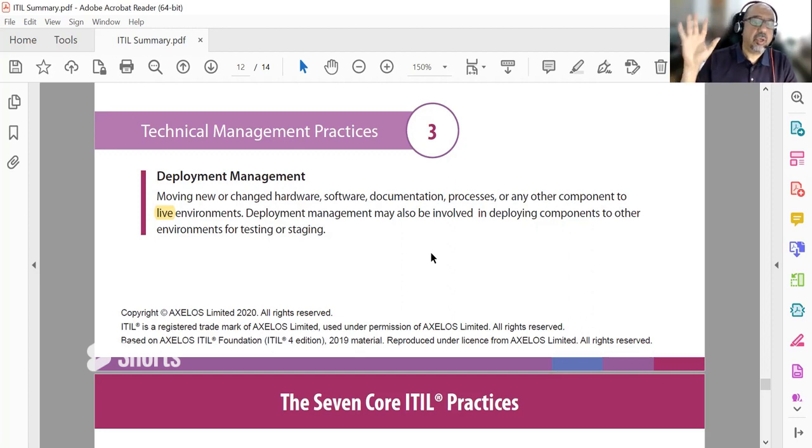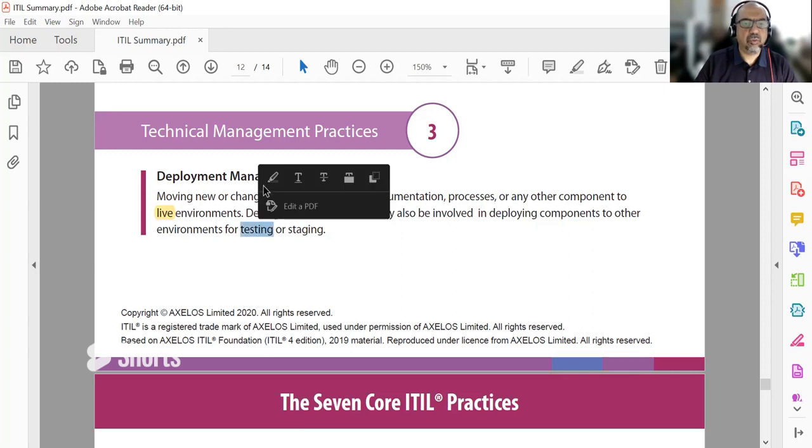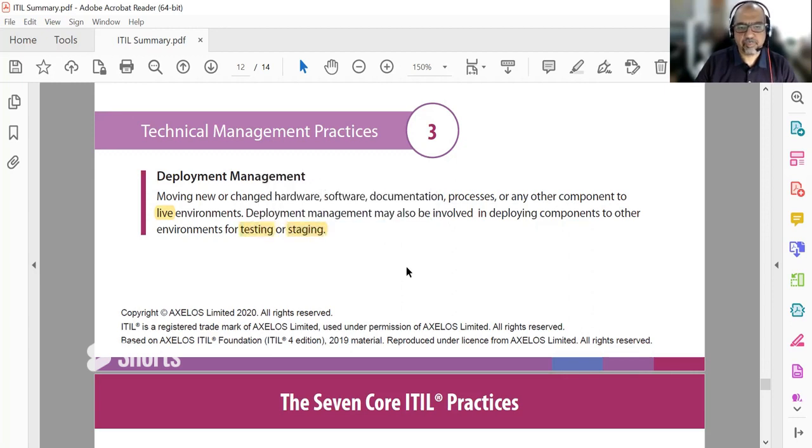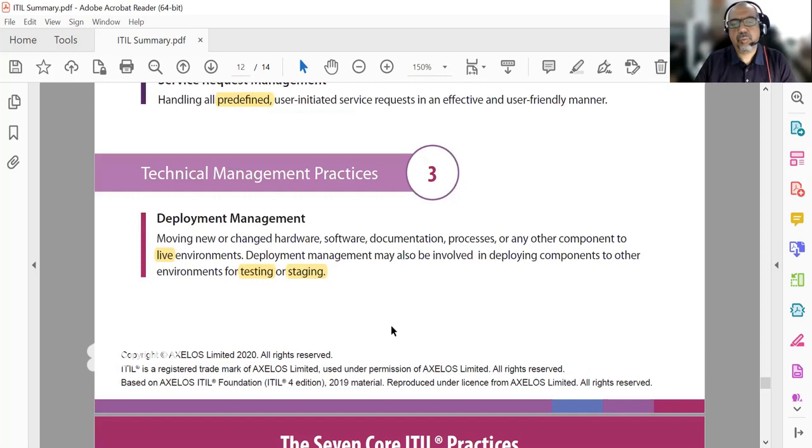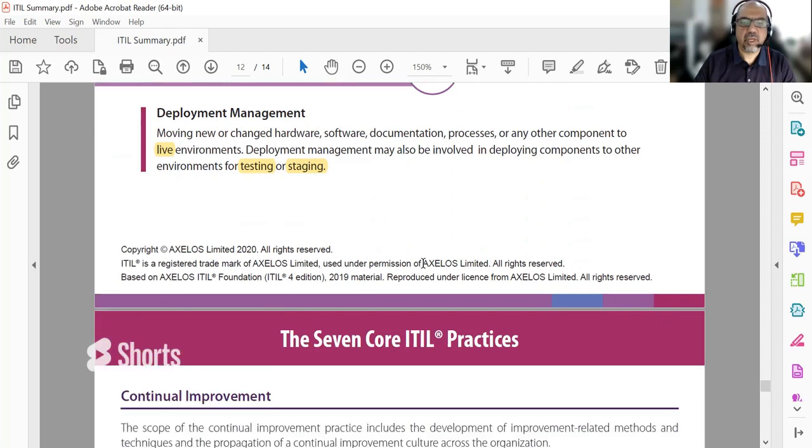For example, Microsoft released new Windows, so it's ready now. So it is released. It is available. I can download it, but I didn't yet. So it is not deployed. Once I downloaded this software, implemented this one, installed this operating system, it is deployed in the live environment, and the live environment will include testing and staging. So deployment management here is under these technical management practices.